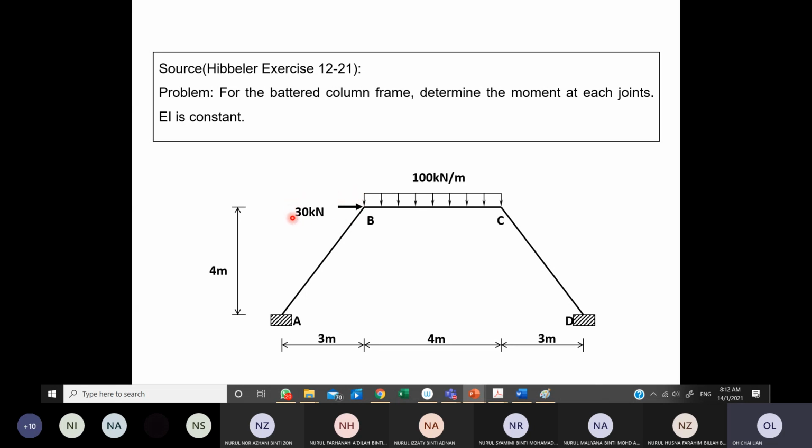If this 30 kilonewton horizontal force is removed, meaning it does not exist in this problem, this frame is a non-sway frame, because you can see that it is symmetrical in terms of loading and also geometry, and we have the same support condition and the same EI. EI is constant.